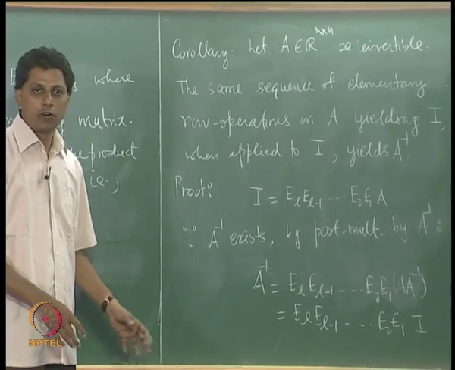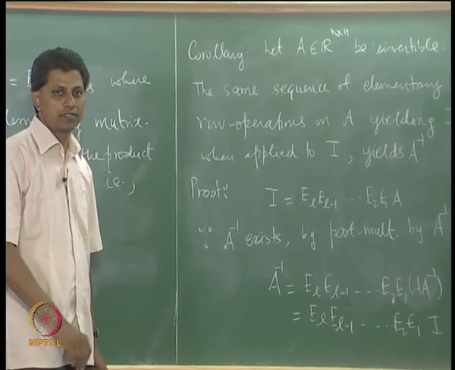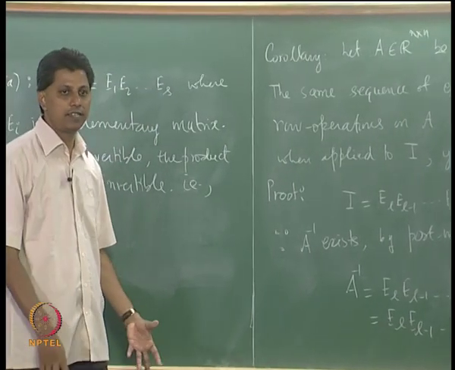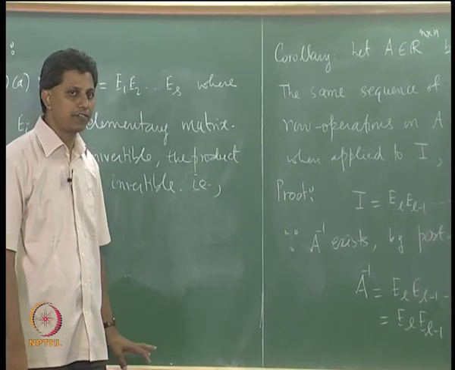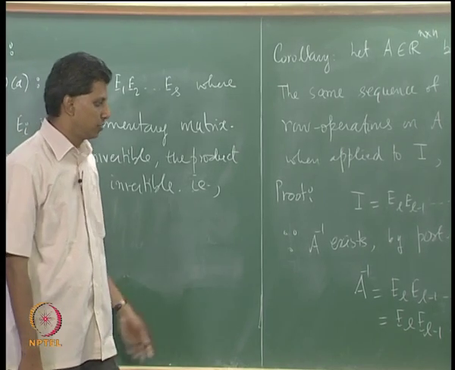1 1 0 0 1 1 1 0 1. See, when I do the elementary row operations, I will eventually know if this matrix is invertible. Okay, but I have chosen this example in such a way that it has an inverse. That is, I have verified that this matrix is row equivalent to identity.